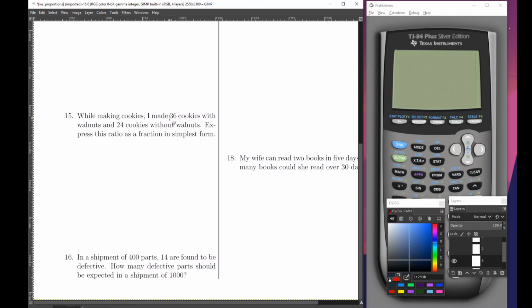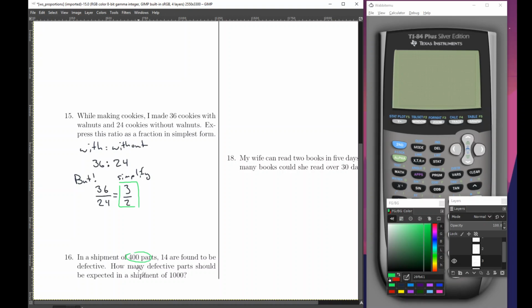While making cookies, I made 36 cookies with walnuts and 24 cookies without walnuts. Express this ratio as a fraction in simplest form. So we've got with to without, 36 to 24. But we need this as a fraction, 36 over 24, and we need to simplify. 12 goes into 36 3 times. 12 goes into 24 twice. I think that's it, 3 over 2, because walnuts are delicious.